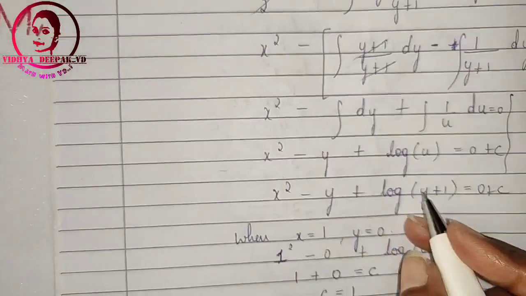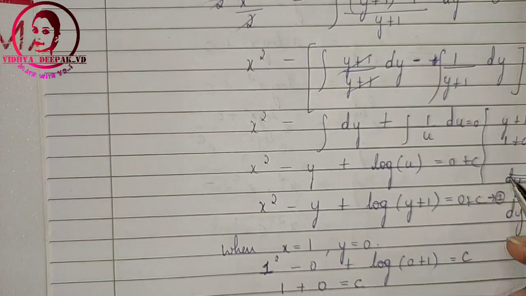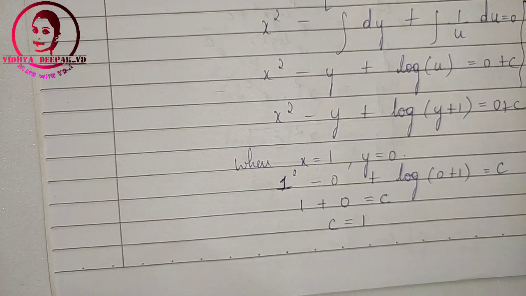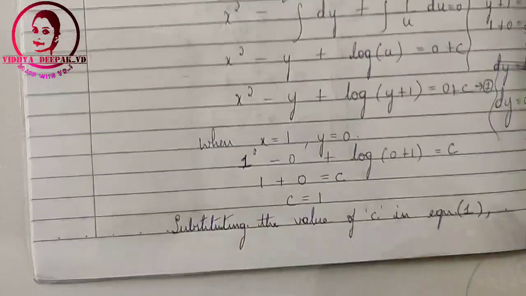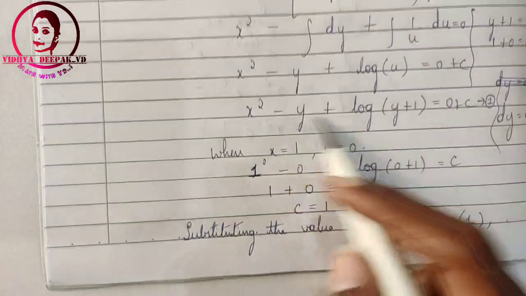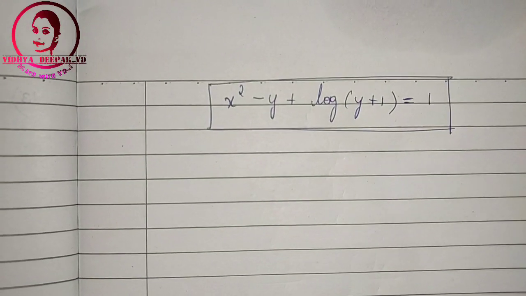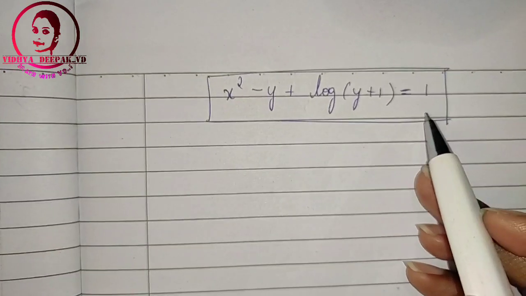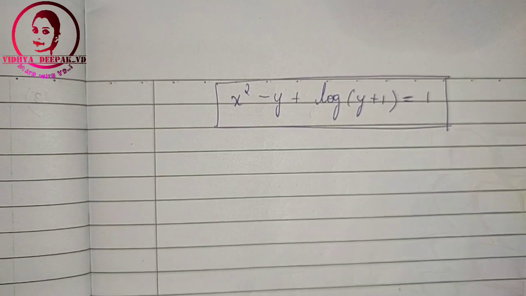Take this general solution as equation 1. Now substituting the value of c in equation 1, where the value of c is 1, we write equal to 1. After substitution, what do we have? x squared minus y plus log of (y+1) is equal to 1. So this is the particular solution. This is the required answer. Thank you.